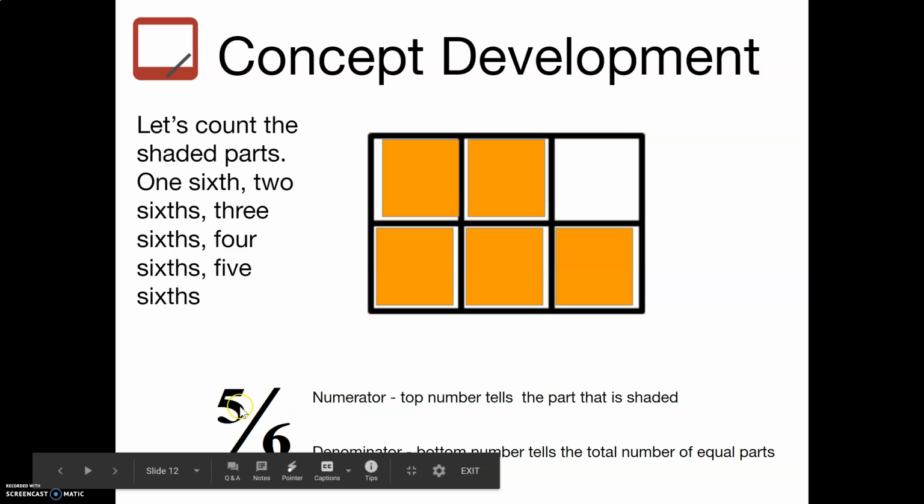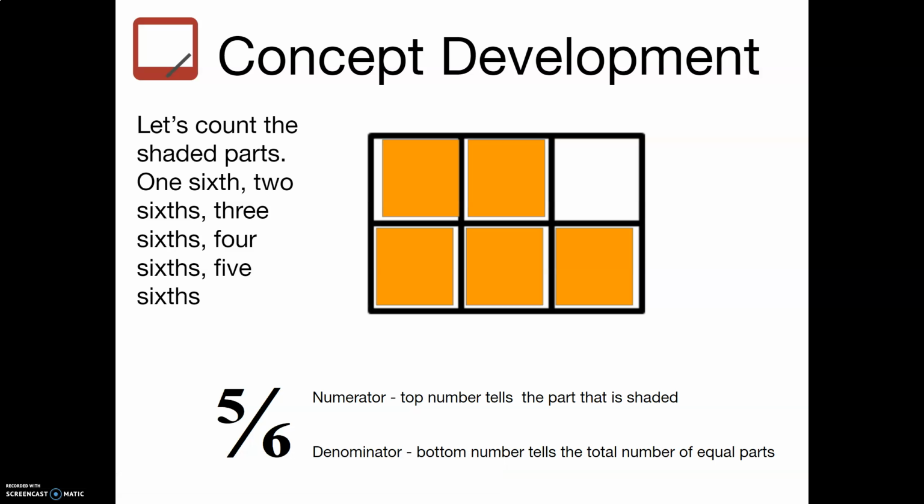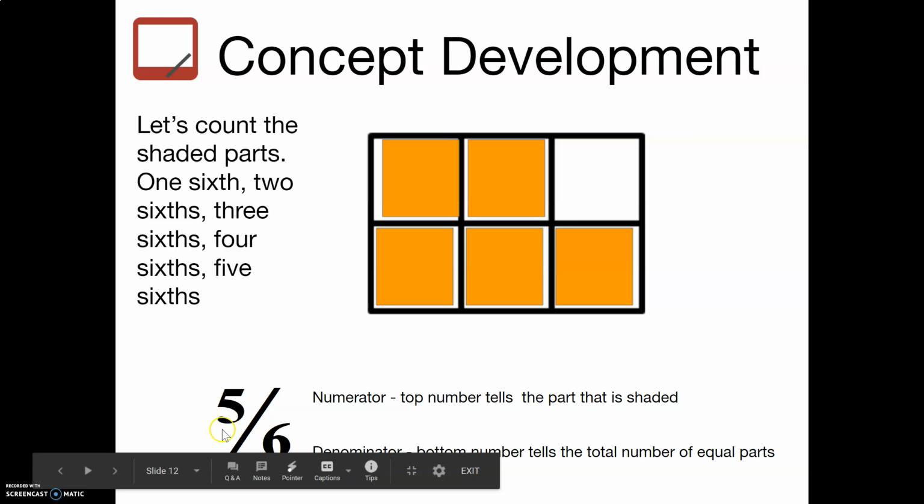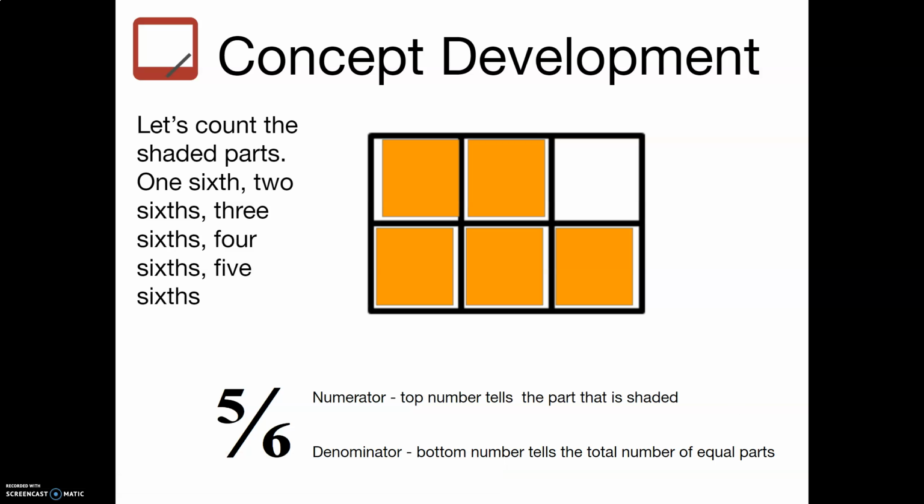This top number is the numerator. It is the number that tells us how many pieces are shaded in. This bottom number is what we call the denominator. I like to think of it as the denominator is down at the bottom. Denominator, down. Both start with a D. Down, the number at the bottom, tells the total number of equal parts. So 5/6 are shaded, or 5 out of 6 parts are shaded.